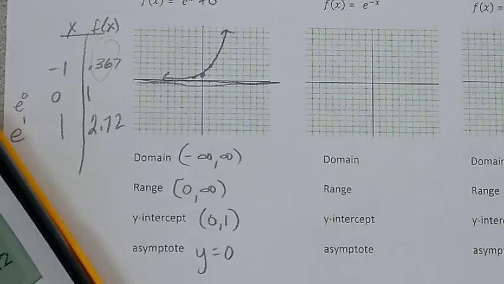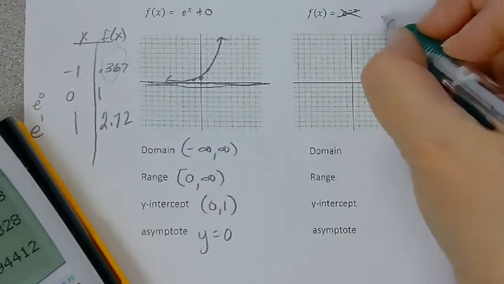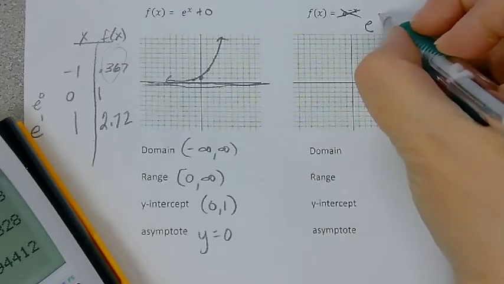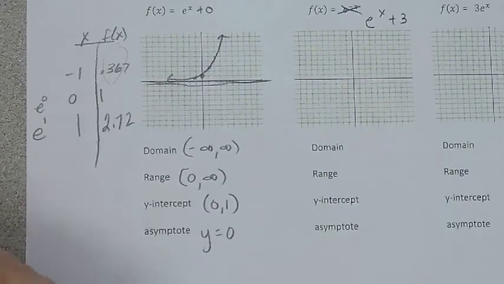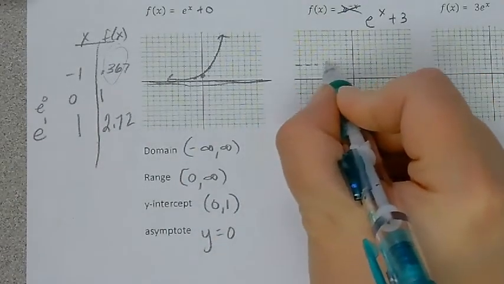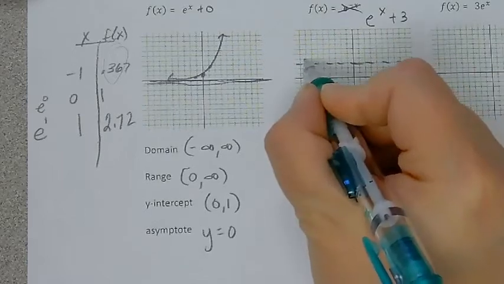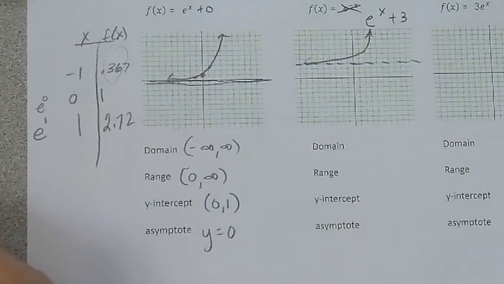So let's zoom out just a tad here. So I'm going to erase this one and think about what would happen if it was e to the x add 3. Well, if you add 3, that would change the asymptote. It would start up here at 3, and I would have an asymptote right here. So the graph would look something like this, but it would be raised up 3 units.